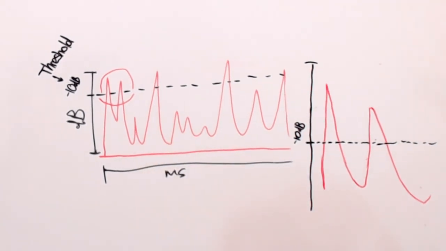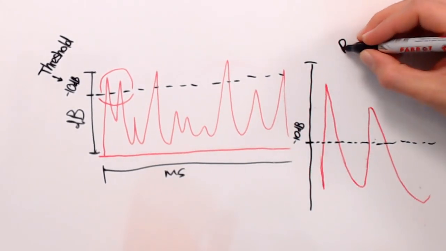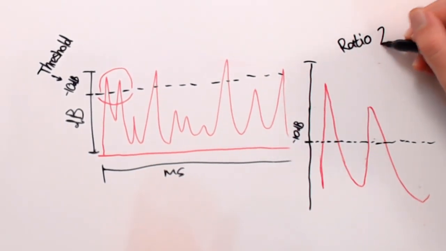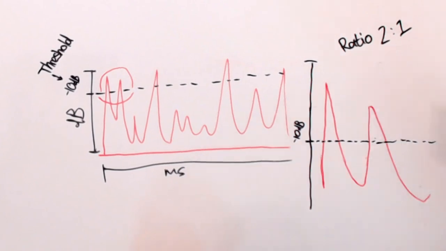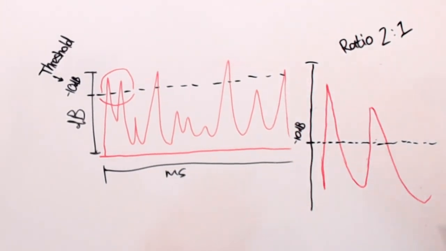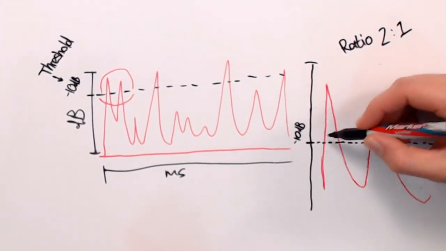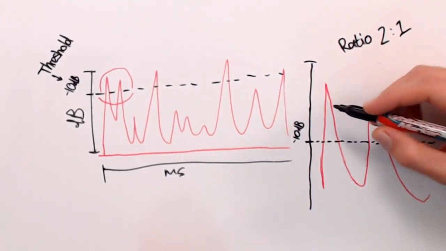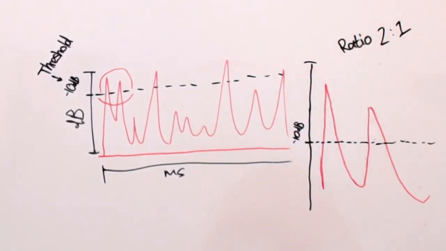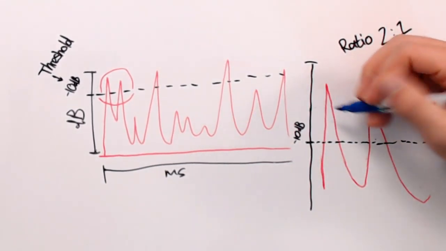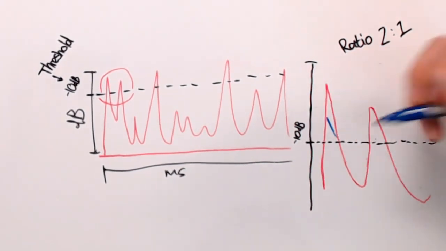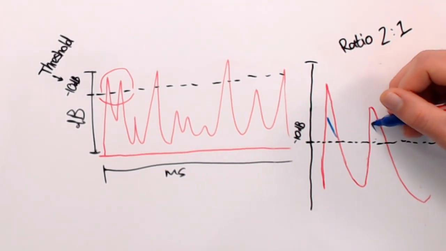So let's say, for example, we set the ratio at 2 to 1. What that means is for every 1 dB that this signal peaks above the threshold, it's going to reduce the signal by 2 dBs. So what we're doing now is we're halving this peak over here and this peak over here.